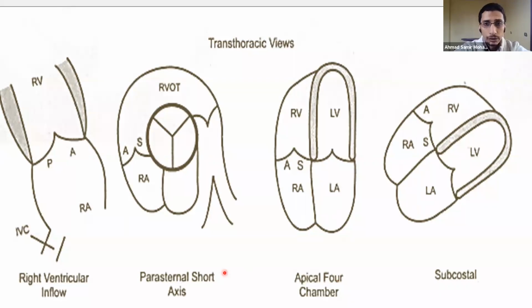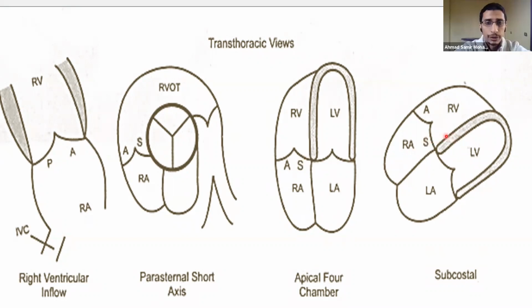I need to have your attention that in each of our views that have the interventricular septum or the extension of the interventricular septum, the septal leaflet of the tricuspid valve is a fixed structure which is originating from the interventricular septum.